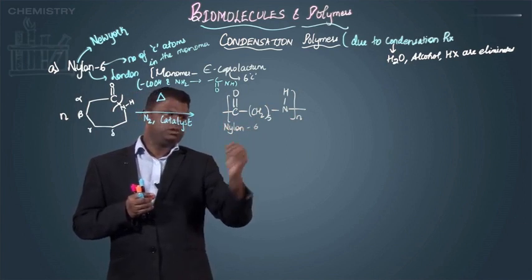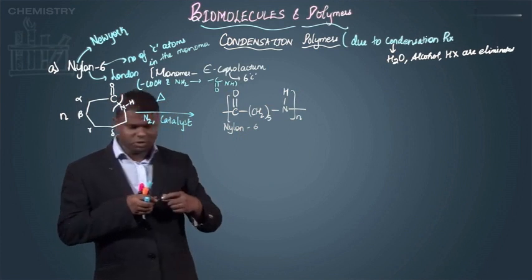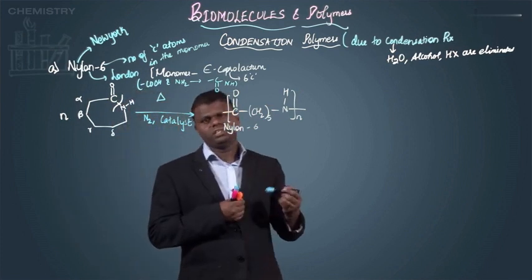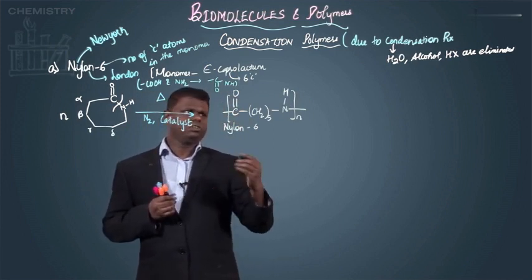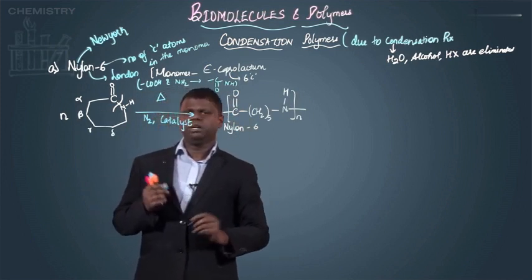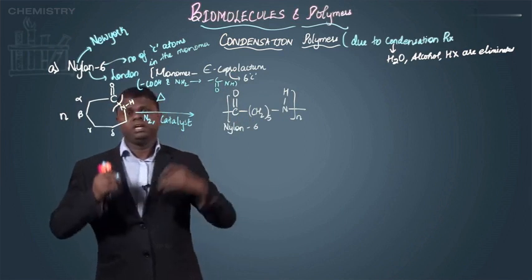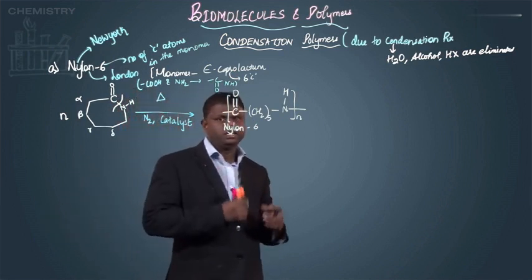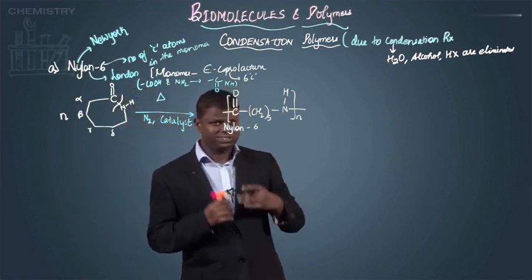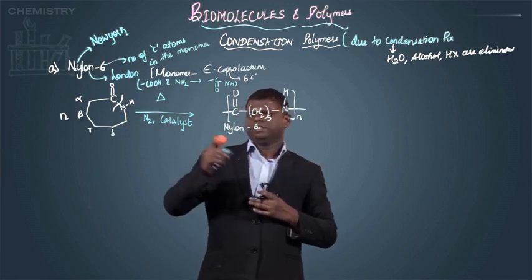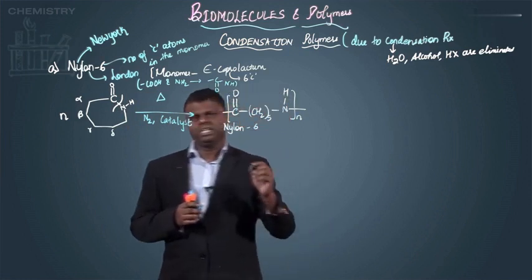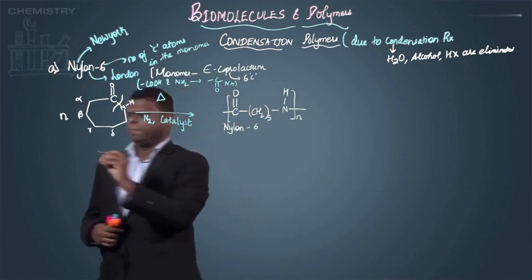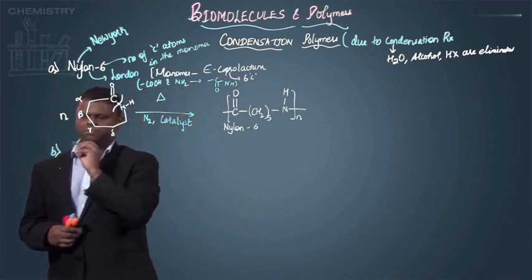Nylon 6, as most of us are already aware, can be used in fabrics and nylon threads. What are the properties of this polymer? It is chemically inert. It is resistant to dilute acids and alkalis. It is a linear polymer, and it is a condensation polymer. Okay, then you have the next one.